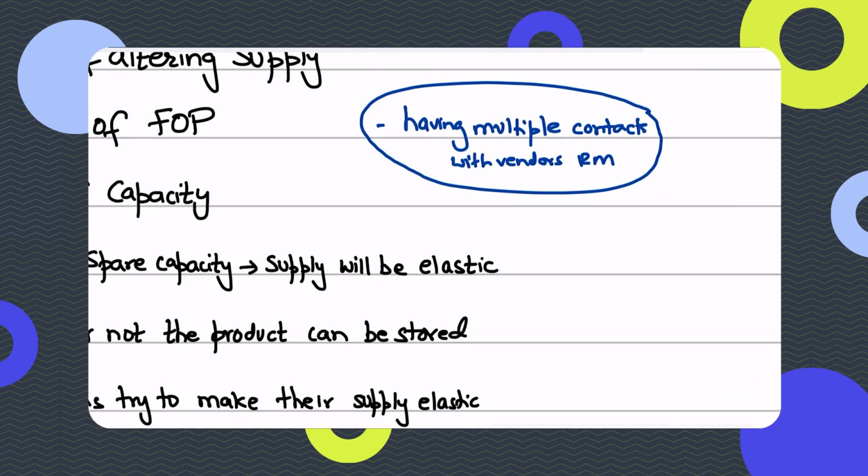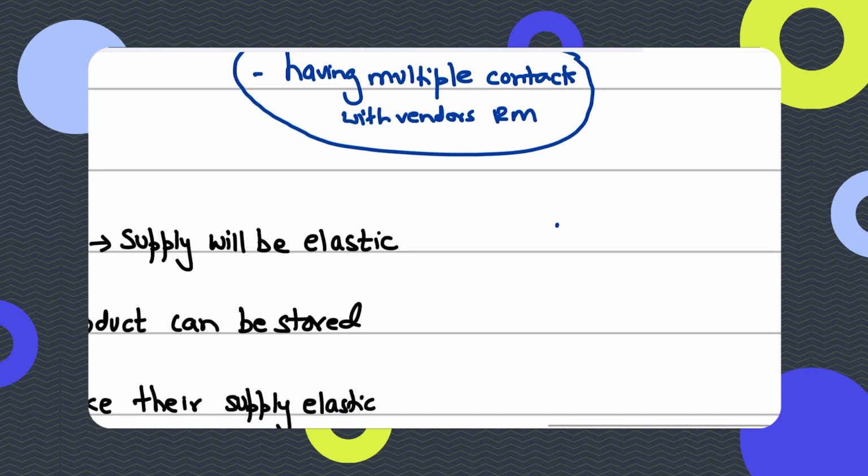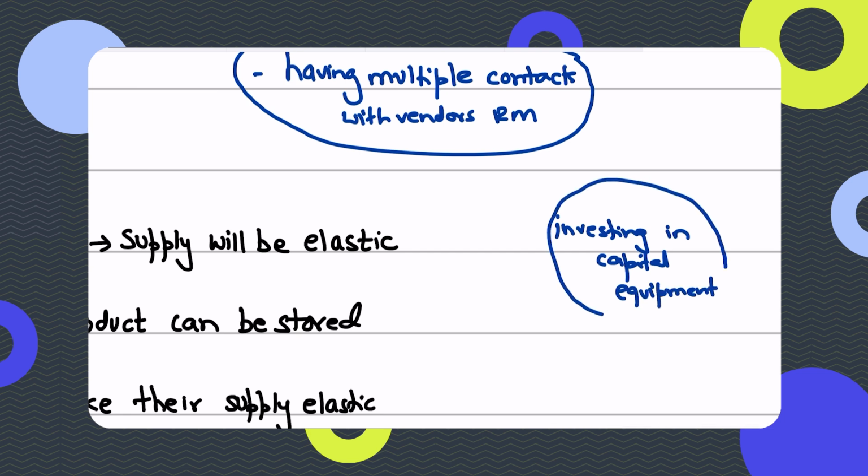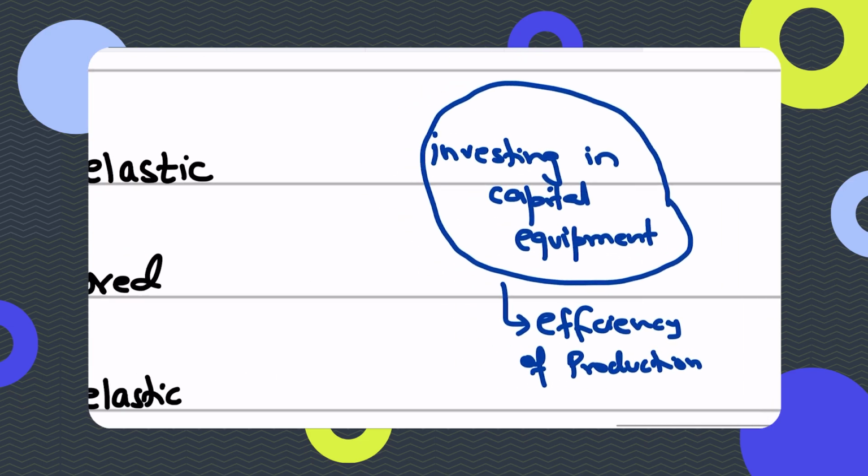Or you could say you can make your supply more elastic by investing in capital equipment. The reason why I'm saying investing in capital equipment is because capital equipment improves the efficiency of output, right? Efficiency of production. So efficiency of production would improve, and you would be able to produce more in less time, which will make your supply obviously more responsive and make your supply more elastic.